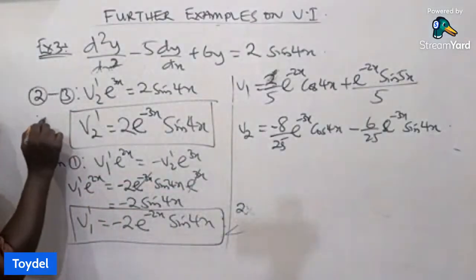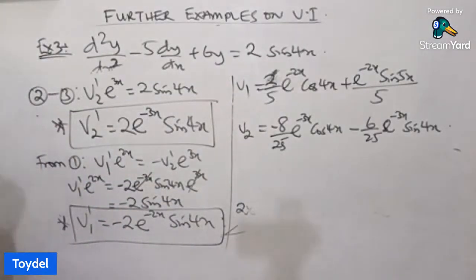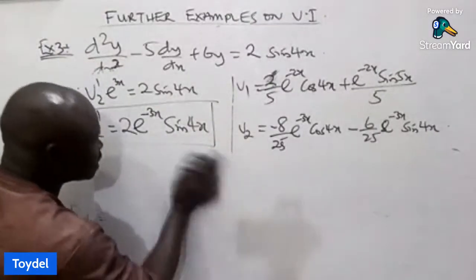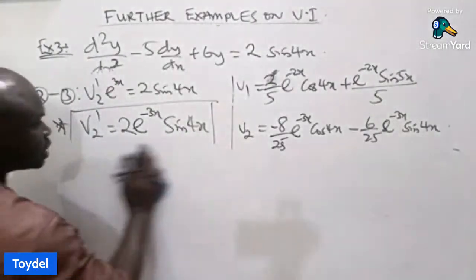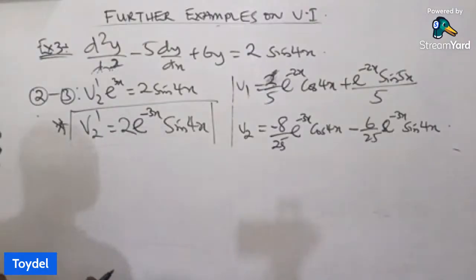Apply integration by parts on this second one. If you do that correctly, you are going to get the value of v1 and v2 as we have it on the board. So go ahead and substitute the value. I want us to check it out using integration by parts. When you have a combination of two different functions, it is expected that we use integration by parts.